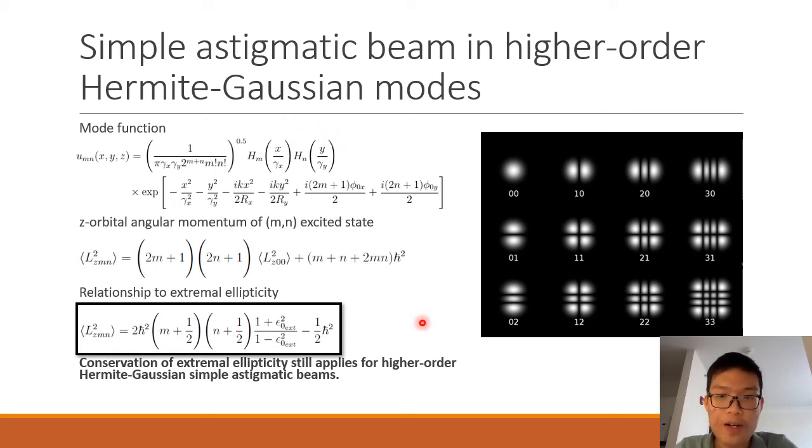And for these beams, we were also able to find a relationship between the second moment of OAM and the extremal ellipticity according to this expression, which looks a little bit more complicated, as you might expect. And so because of this relationship, we have expanded the proof of conservation of extremal ellipticity to these higher order beams. And the interesting thing you can see here is these m plus 1/2 and n plus 1/2 terms are analogous to the higher energy levels of a quantum harmonic oscillator.